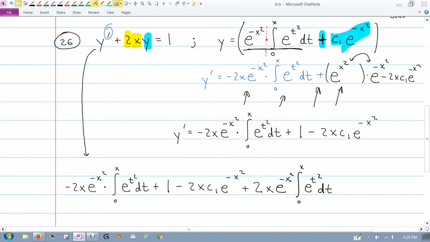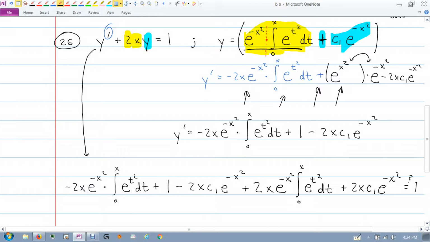So your first term here is everything here. That gets hit with 2x. And then we have to hit that blue part with 2x. So now we have plus 2x c sub 1 e to the negative x squared. All right, does this equal 1 is the question.